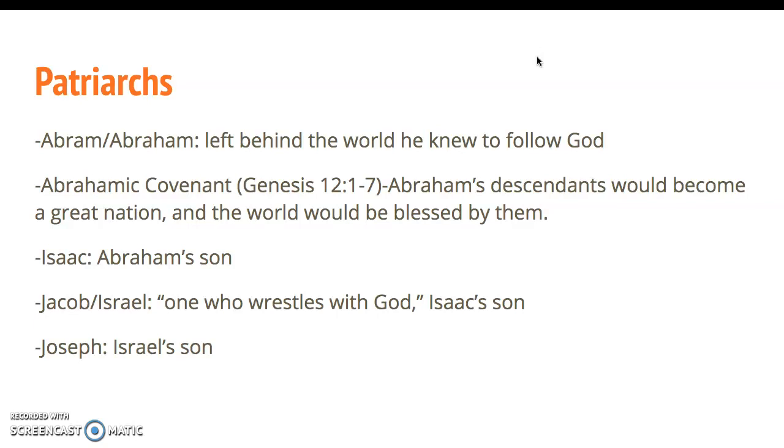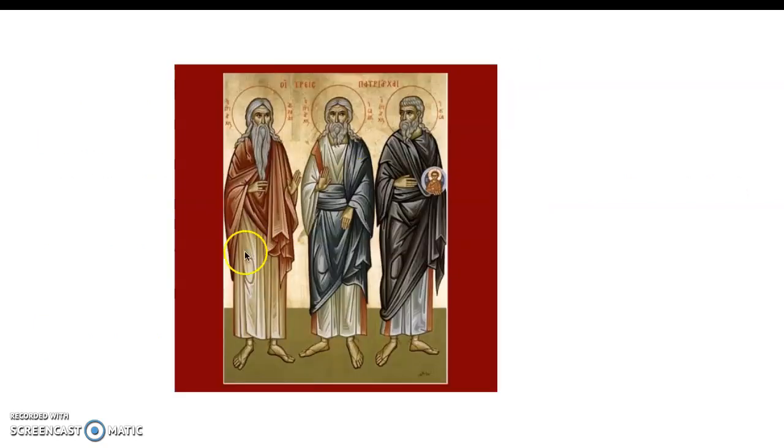In Genesis 12, 1 through 7, Abraham's descendants would become a great nation, and the world would be blessed by them. Then you have Isaac, Abraham's son. Isaac's son Jacob, who had his name changed to Israel, one who wrestles with God, and then Joseph being Israel's son. Israel would also have 12 other sons, which would become the different tribes of Israel. So, long beard to shortest beard: Abraham, Isaac, Jacob/Israel, and then his son, Joseph.